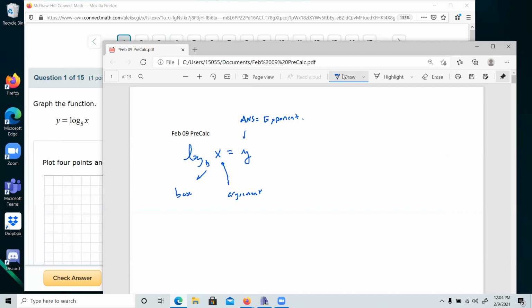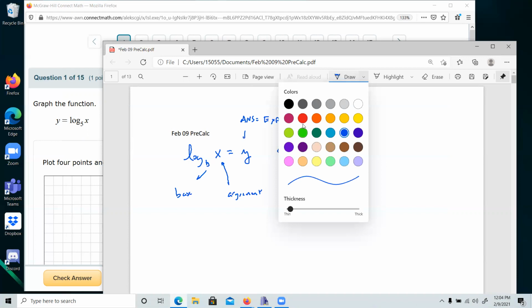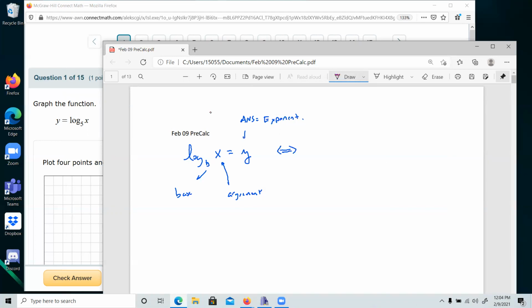All right. The important thing to deal with, especially when you're dealing with logarithms that aren't the easy ones, is how this works. We have the base raised to the answer is equal to the argument. So my equivalent exponential form here is the base raised to the y is equal to that x.